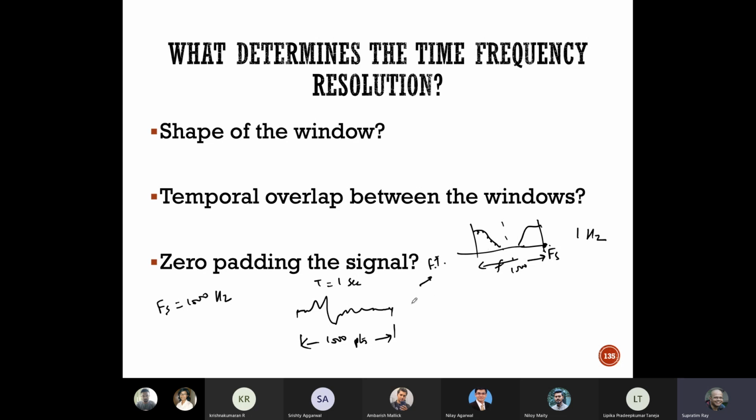So here's one little thing that I can do. Suppose I just add a bunch of zeros after the signal. Suppose I add, let's say, 1,000 other zeros. They're all zeros. So this is what is called zero padding. Now when I compute the Fourier transform of this signal, what is the frequency resolution now?